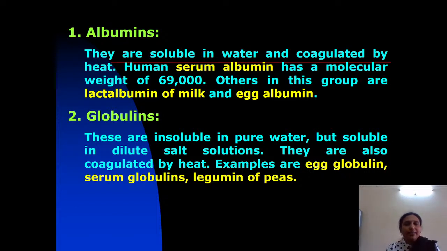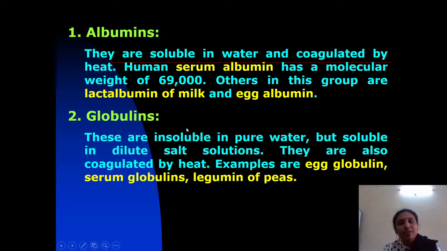Even the globulins are also present in the blood. Albumins and globulins are important plasma proteins, and together they form the total protein. Albumin and globulin are both simple proteins, and both are heat coagulable proteins.